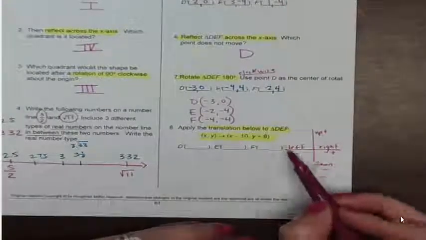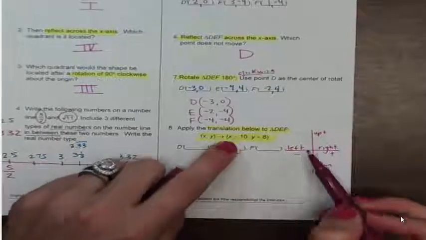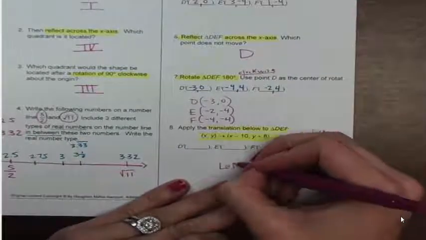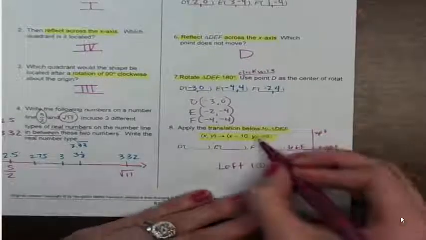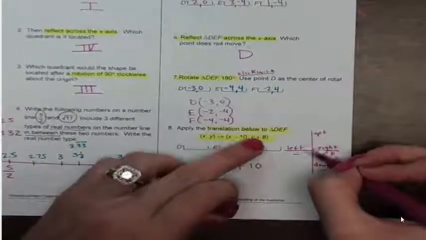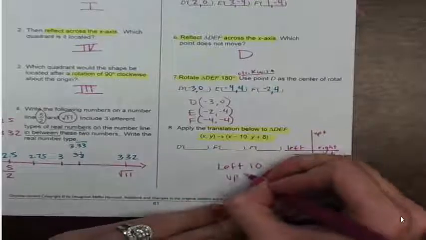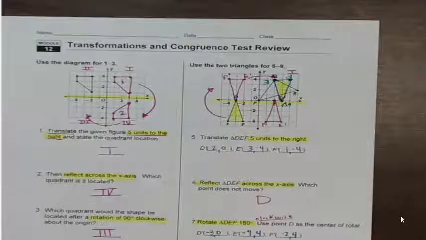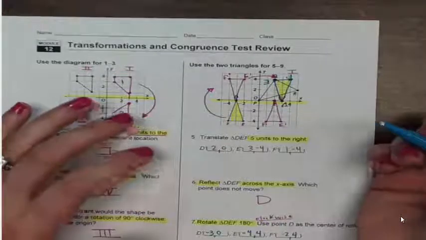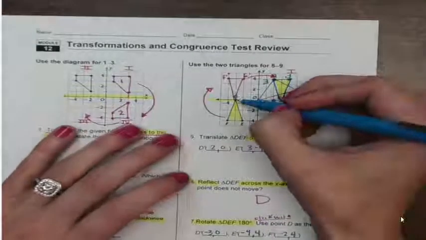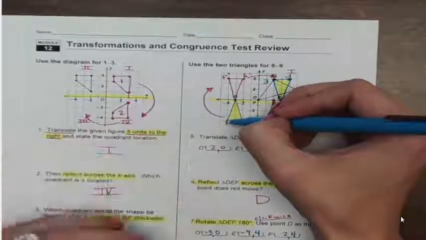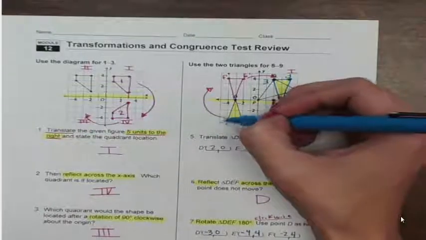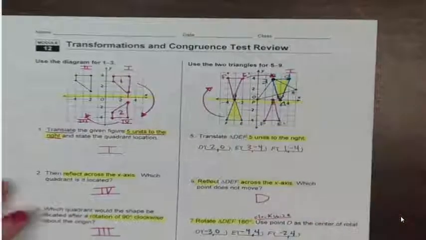So on the x-axis, if I'm subtracting 10, that means I'm going left 10 units. Okay, y is my y-axis. If I'm adding, I'm going up 8. So I'm going to start with my original D, E, and F, which is getting a little crazy up here. Okay, but I'm going to translate each one of these left 10 and up 8. So I'm going to go left 10, 1, 2, well I'm already off the page, so this is going to be sort of difficult to do.